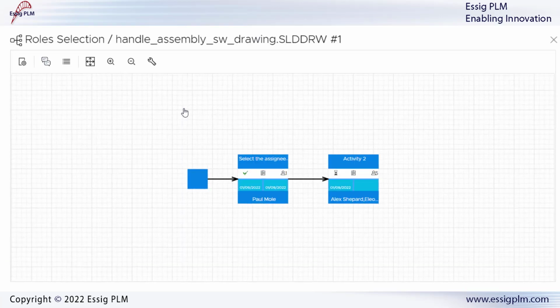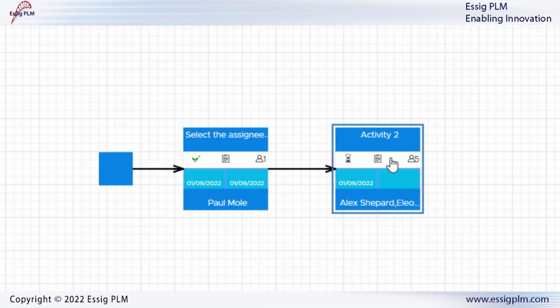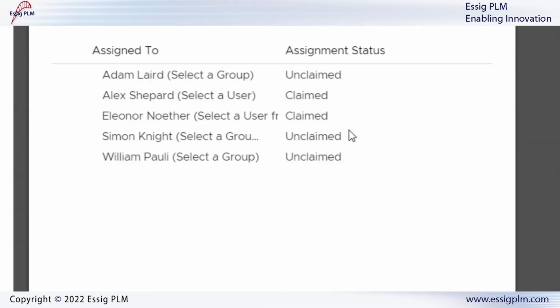The process viewer shows us that the first activity of the instance has been completed. See the green check mark, while the second one has been just assigned. Notice the hourglass icon in the left-hand side. We right-click on the second activity and we select View Assignment Status.